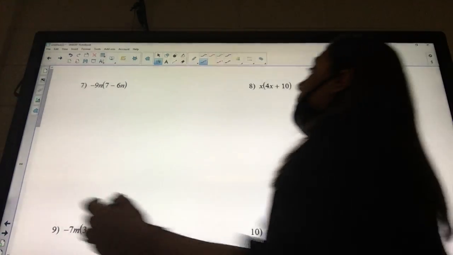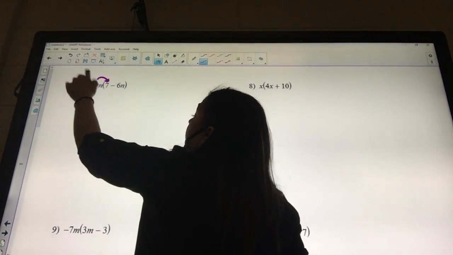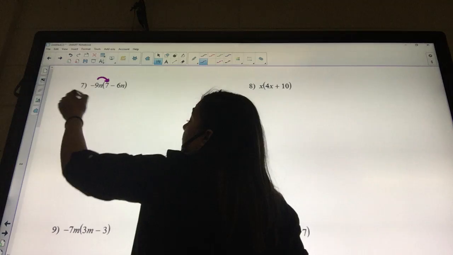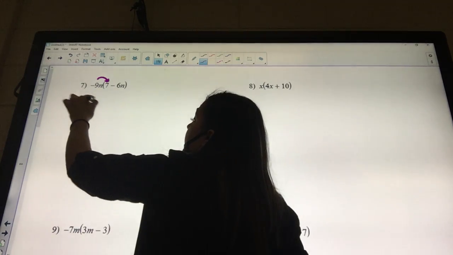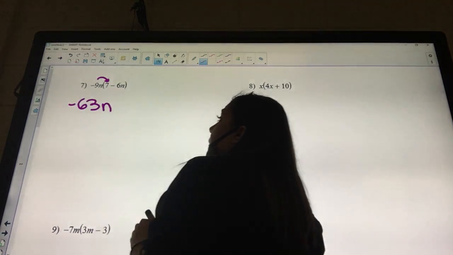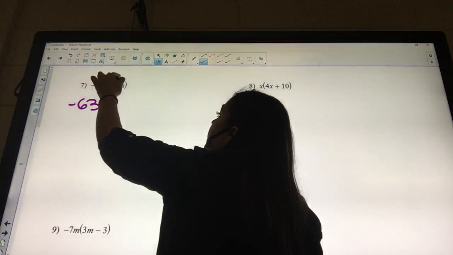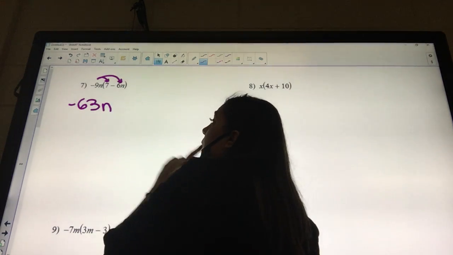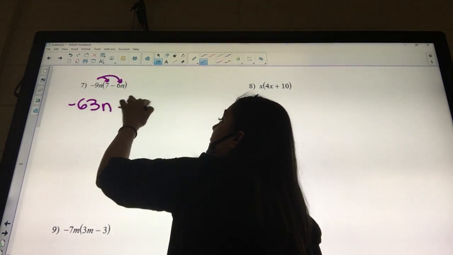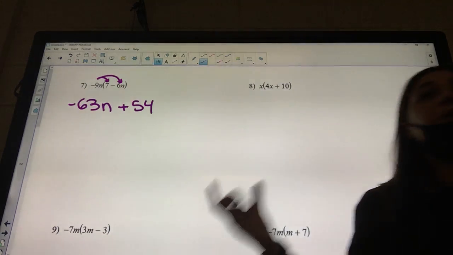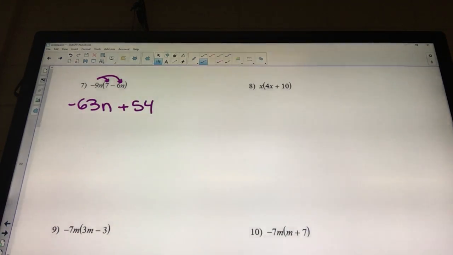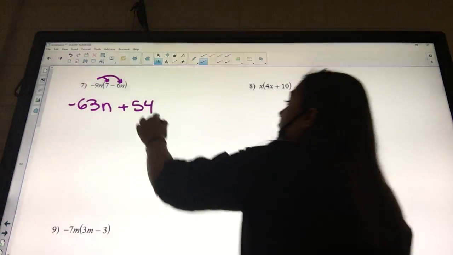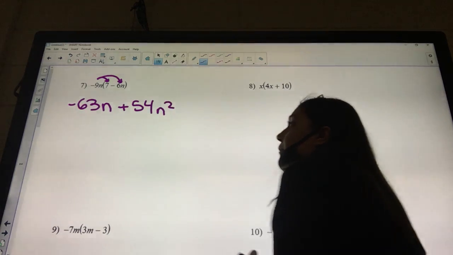Okay, so negative 9 times 7, negative 63, and I have 1 n. Negative 9 times negative 6, plus 54. How many n's are between the two of those? 2, so it's going to be n squared. Wait, 63.